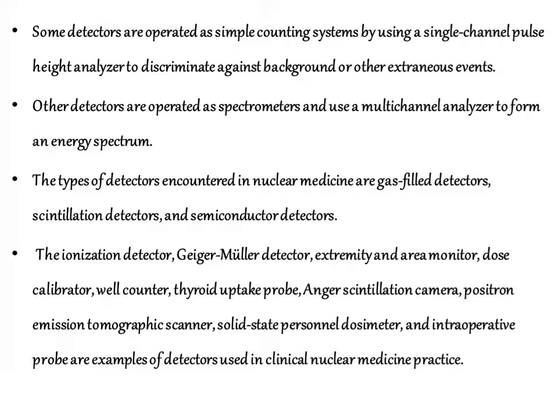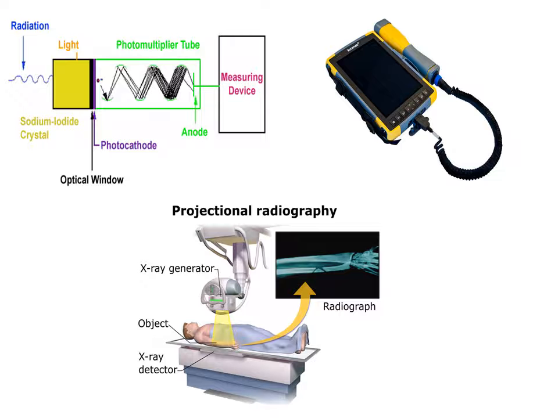The ionization detector, Geiger-Müller detector, extremity and area monitor, dose calibrator, well counter, thyroid uptake probe, Anger scintillation camera, positron emission tomographic scanner, solid state personal dosimeter, and intraoperative probe are examples of detectors used in clinical nuclear medicine practice. So all these are the instruments which we are using in the medical field for different applications.